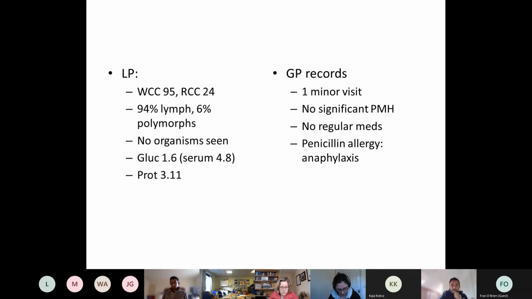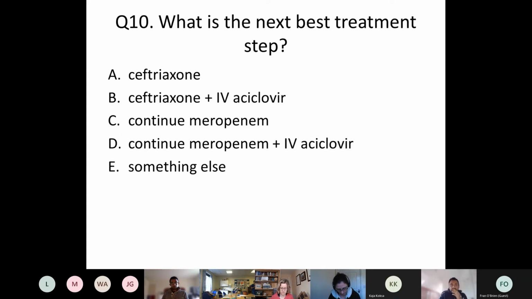We managed to get through to System 1, GP records: one minor visit, no significant past medical history, no regular meds, and there's a penicillin allergy, which is anaphylaxis. So you've just had a stat dose of meropenem. At this point, what would you do next in terms of antibiotics? Change to ceftriaxone, give IV acyclovir with it, continue meropenem and add acyclovir, or do something completely different?